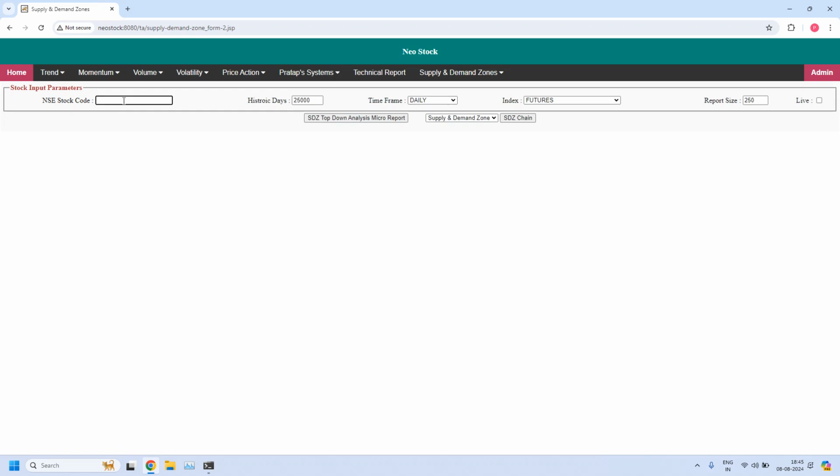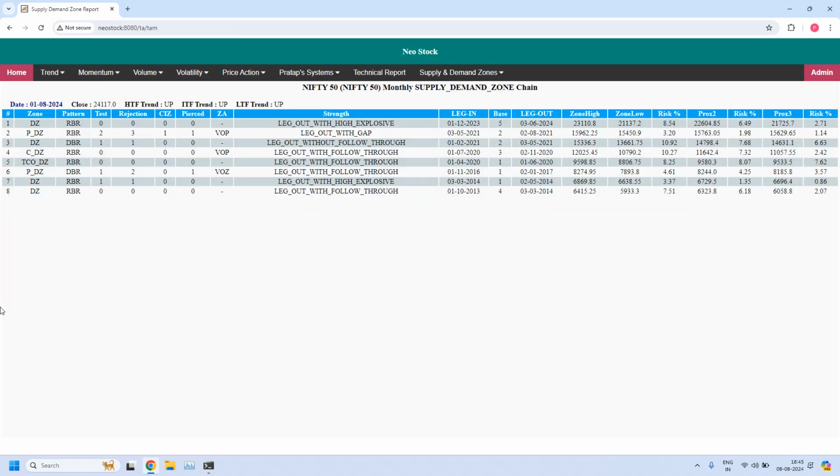First let's start with the NIFTY. Let's start with monthly time frame. I am generating monthly supply demand zone chain for NIFTY. So these are the monthly supply demand zone chains. You should know zone column is having a high liquidity zones. You can find from here.